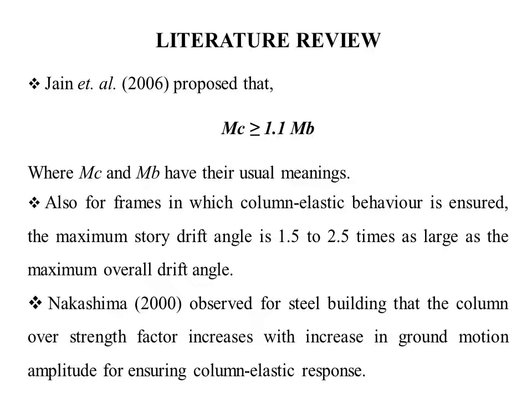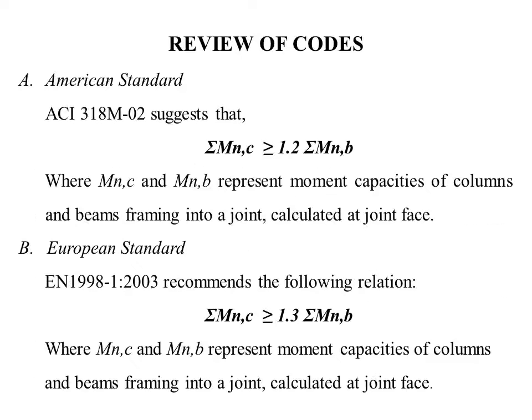Jain et al. proposed that for proper safety, the combined flexural strength of the columns has to be at least 1.1 times the combined flexural strength of the beams in a particular joint. Also, Nakashima observed that for steel buildings, the column overstrength factor increases with increase in ground motion amplitude for ensuring proper column elastic responses. Now, the review of the various codes.